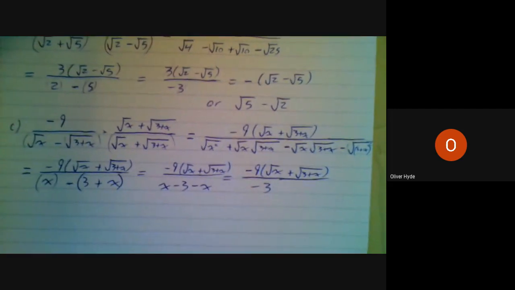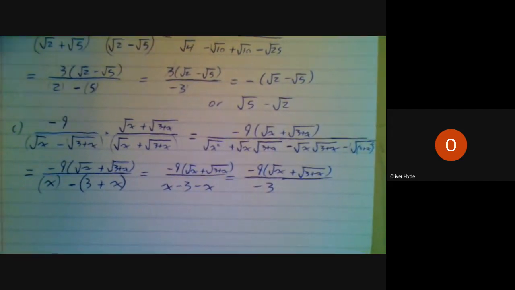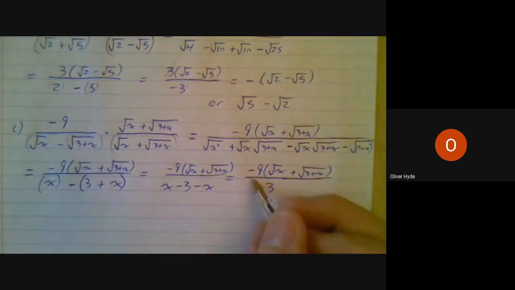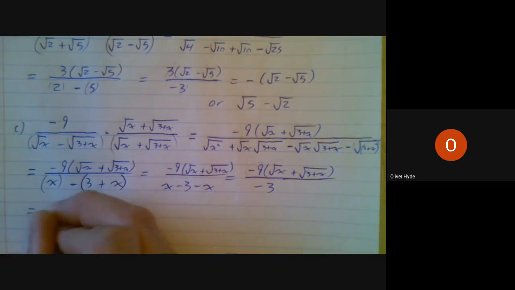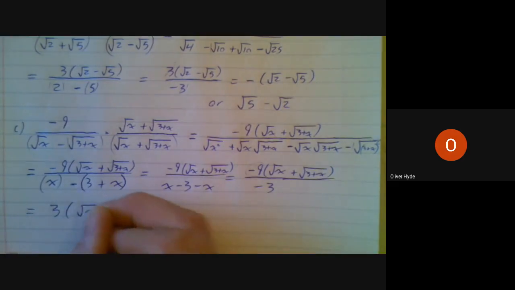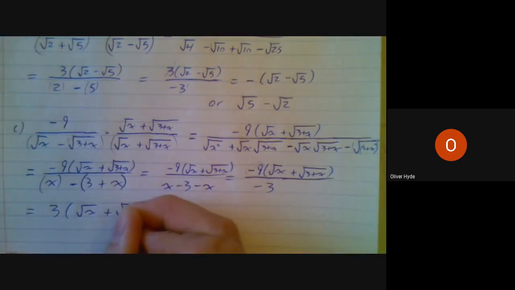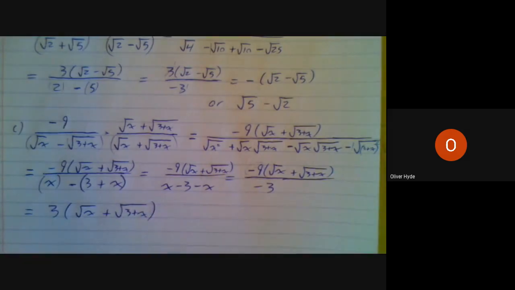And like before, hey, look at that. I have a factor of -3 in my denominator, and is there a factor of 3 in my numerator? Yup. Let's divide those out, leaving me with 3 times root x plus root 3 plus x.